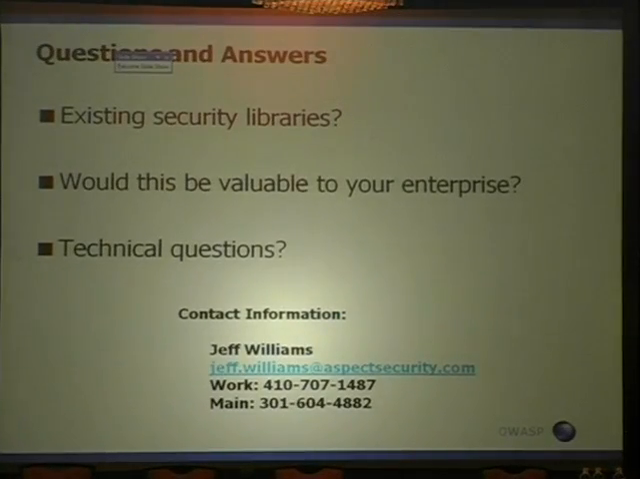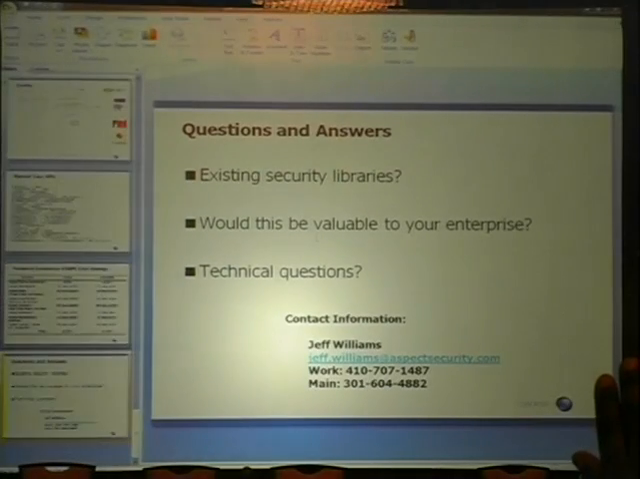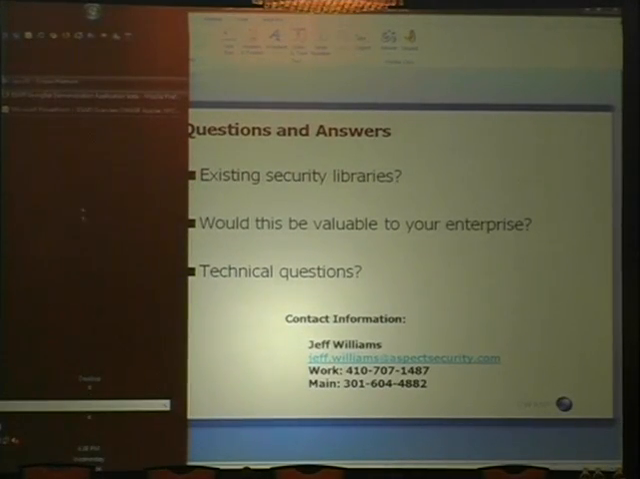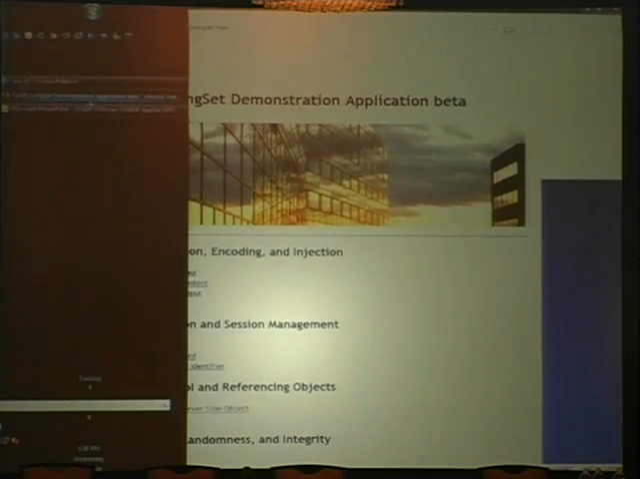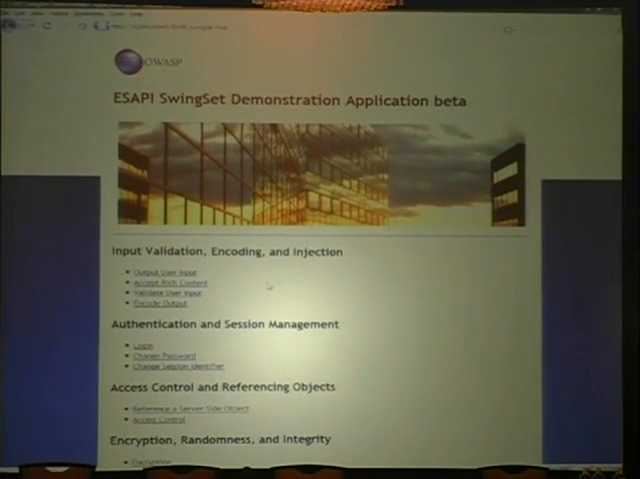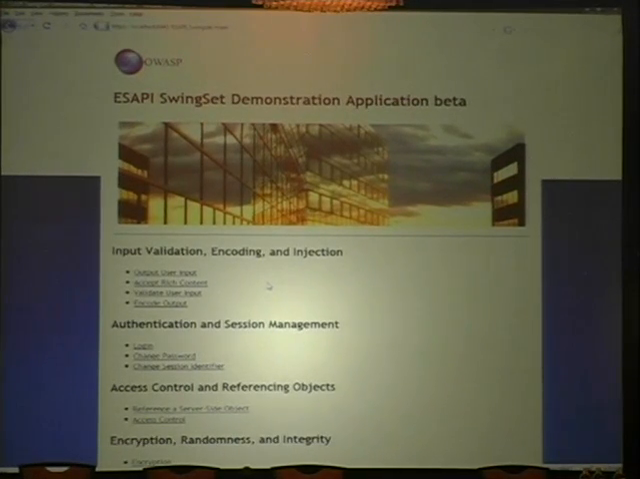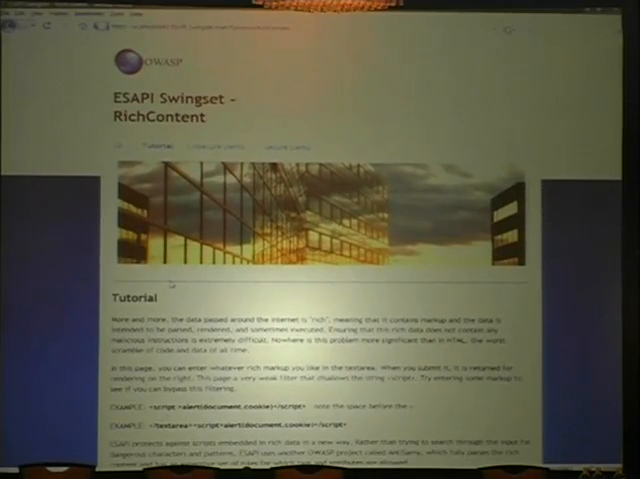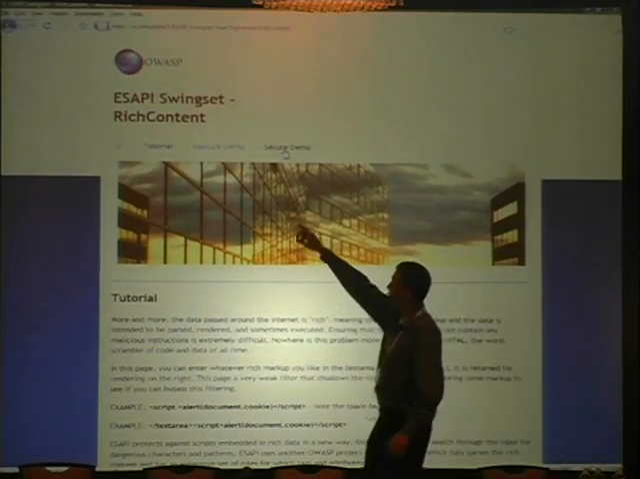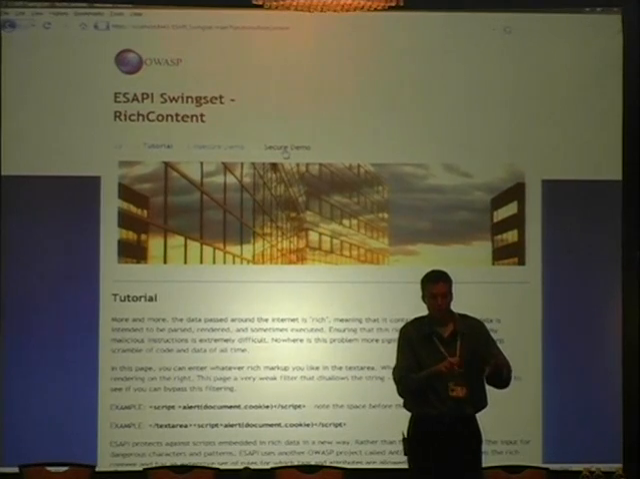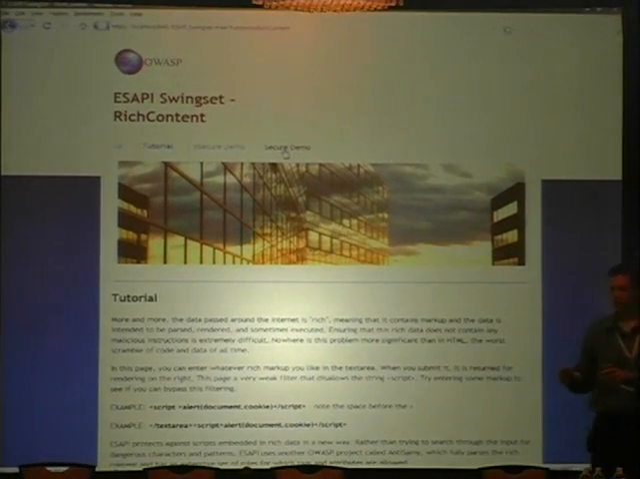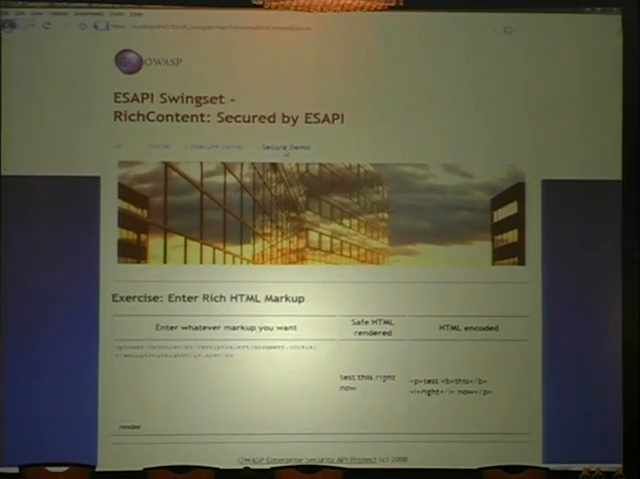OK, so before I do a couple questions, I want to do one thing here. I want to show the ESAPI swing set. So we're producing a demonstration application here that will just show off some of the capabilities of ESAPI. And this is available on the website. You can download it and run it in a Java container. But for example, here's one that allows you to accept rich content. This is building on the ESAPI capability. Every one of these has a little tutorial, and then an insecure demo about what can go wrong if you don't do this, and then a secure demo that shows how to do it right using ESAPI. And it's usually like a couple of lines of code with ESAPI.